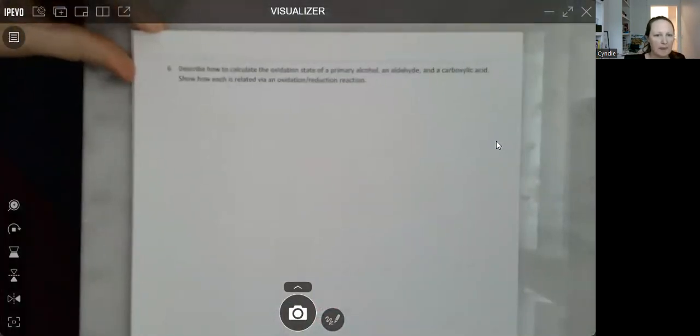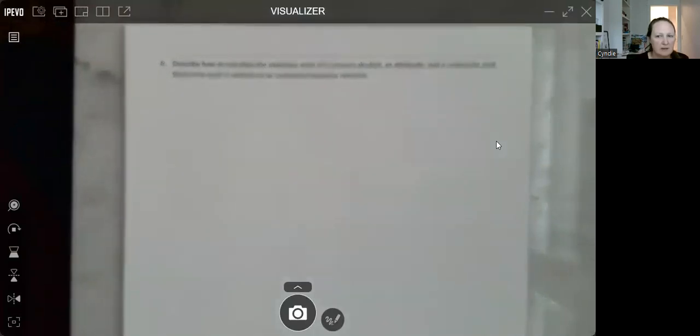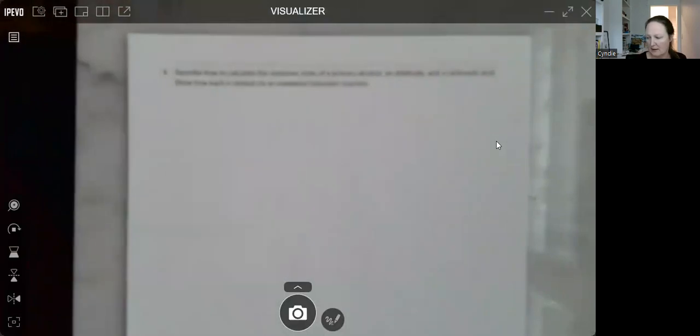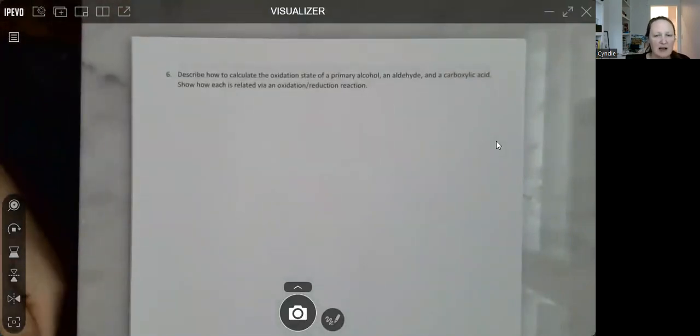Okay. So we have, let's wait for this to load. There it goes. Okay. Describe how to calculate the oxidation state of a primary alcohol, an aldehyde, and a carboxylic acid. Show how each is related via an oxidation reduction reaction.